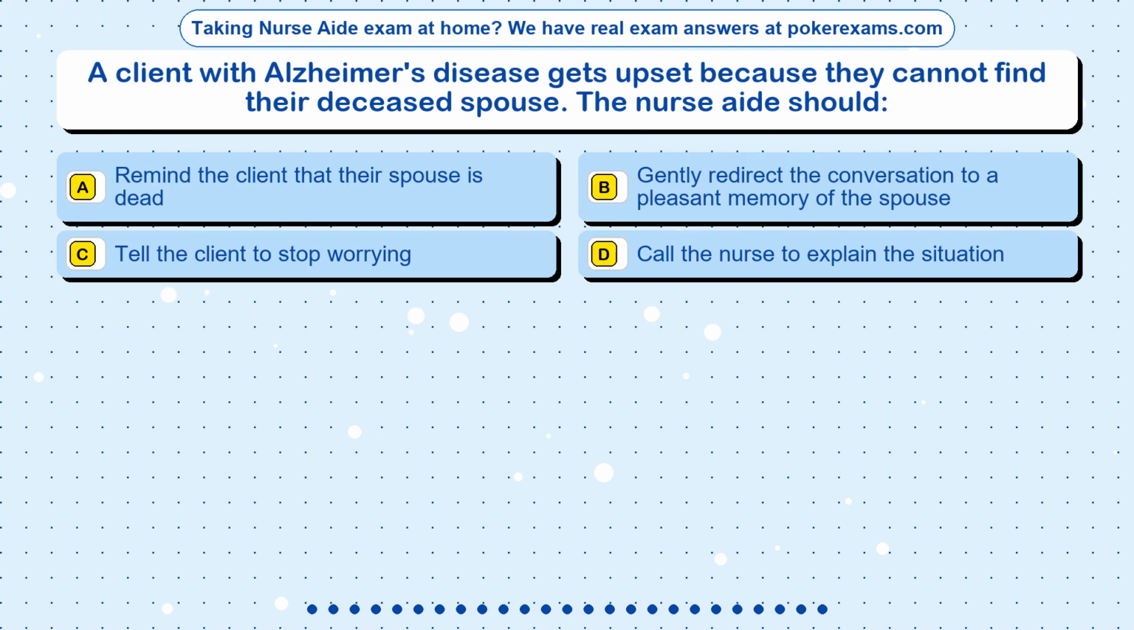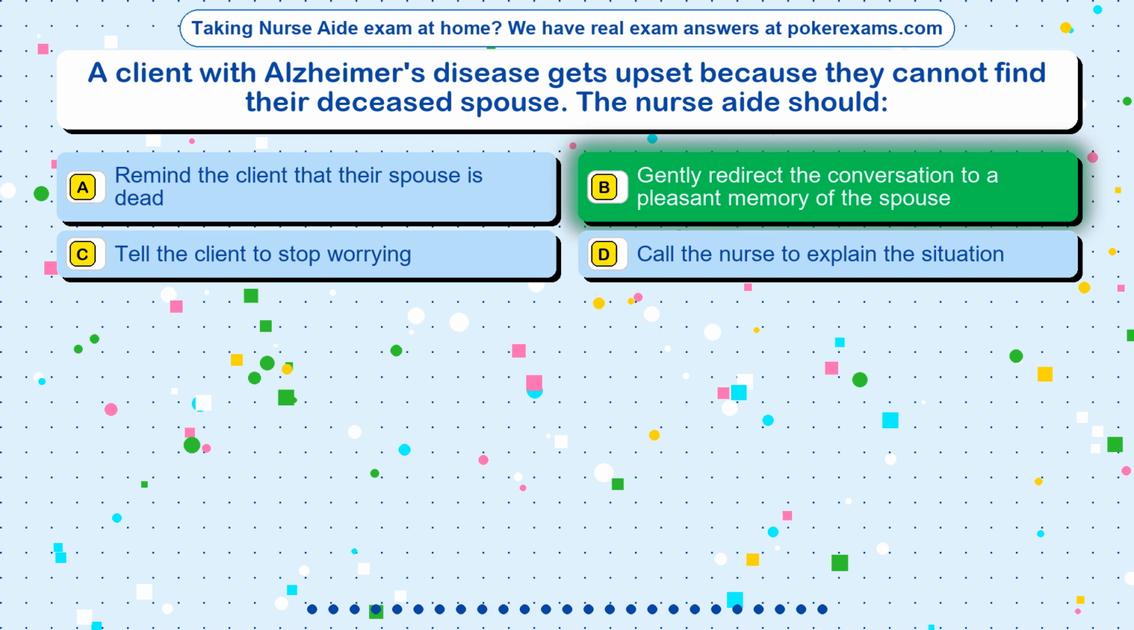Question 5. A client with Alzheimer's disease gets upset because they cannot find their deceased spouse. The nurse aide should: Option A. Remind the client that their spouse is dead. Option B. Gently redirect the conversation to a pleasant memory of the spouse. Option C. Tell the client to stop worrying. Option D. Call the nurse to explain the situation.